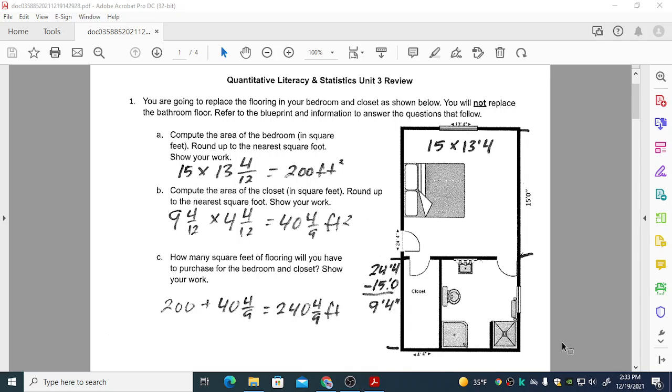So this is Mr. Peacock, and this is an overview of the QL Semester 1 Final Exam Review. I'm going to go through each problem, and then you can contact me if you have questions.